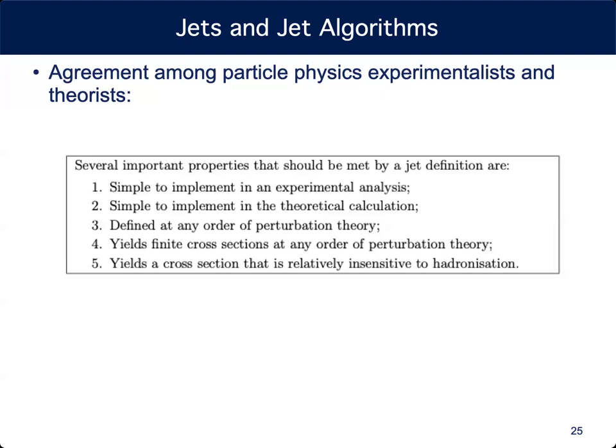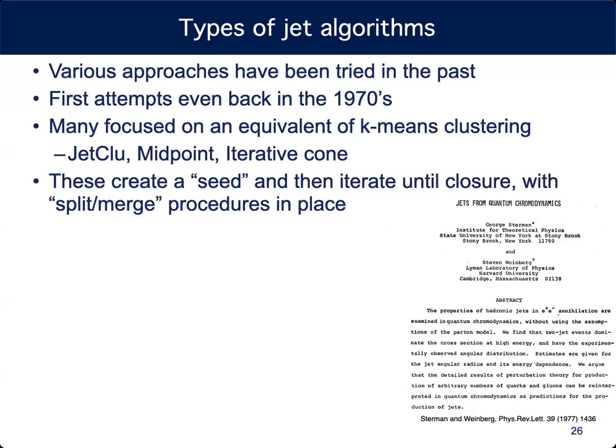It also has to be simple to implement in a theoretical calculation. So it has to also work at the Pythia level, and it also needs to be defined at leading order and next to leading order and all the different orders of perturbation theory. And it also needs to yield a finite cross section at any order of perturbation theory, so you don't have any weird effects. And ideally it would yield a cross section that is somewhat insensitive to hadronization. This was not obvious, and for a long time this was kind of a headache and a nightmare, and it really made comparing data to theory extremely challenging.